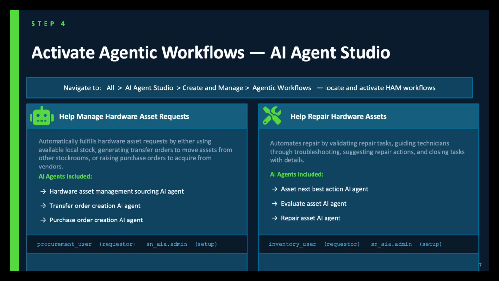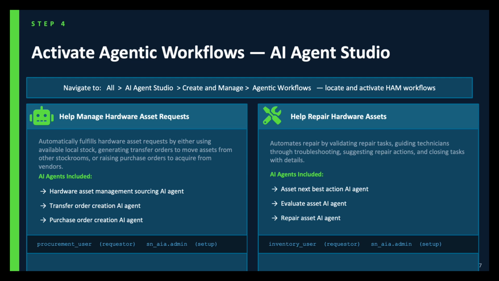Next, this is the headline act. This is where the AI studio is, we're in the AI studio now, and this is where the ham stops summarizing stuff and actually starts doing stuff, the 2 agentic workflows. The one on the left is how to manage hardware asset requests, and it helps you with the sourcing. Once a requester puts a request in, it checks the stock first, then it sees if there's an asset maybe in another stock room, and it generates a transfer order, and if nobody has it, it actually raises a purchase order to the vendor.